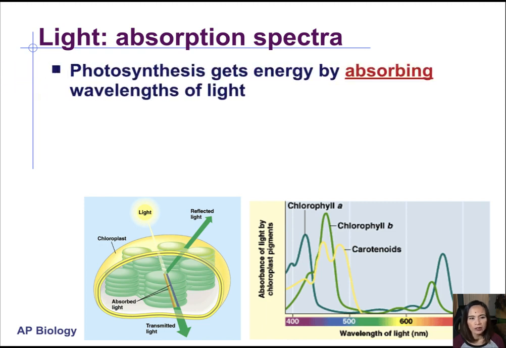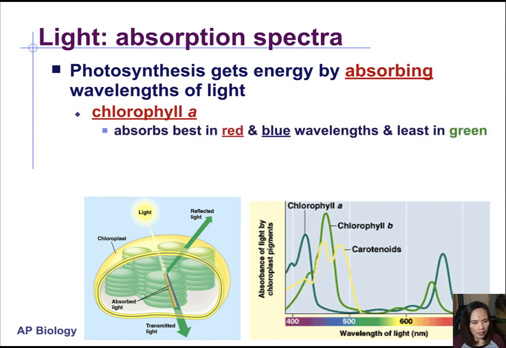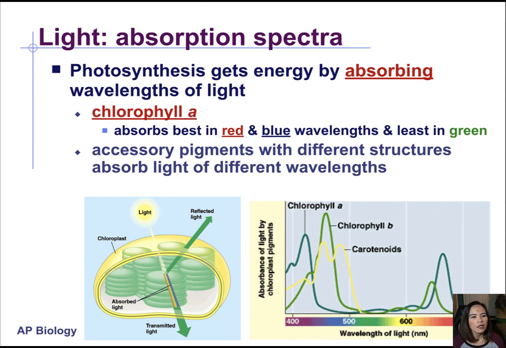So photosynthesis gets energy by absorbing wavelengths of light. Chlorophyll A absorbs best in red and blue wavelengths and least in green. Okay, so that visible light that's red and blue wavelengths is best absorbed by the plant. Now some accessory pigments with different structures absorb light of different wavelengths, like chlorophyll B, carotenoids, and xanthophylls.